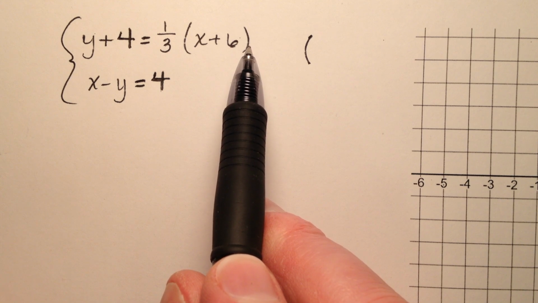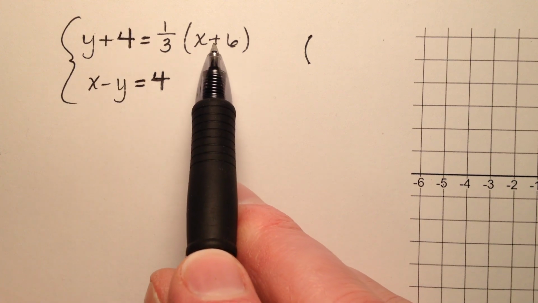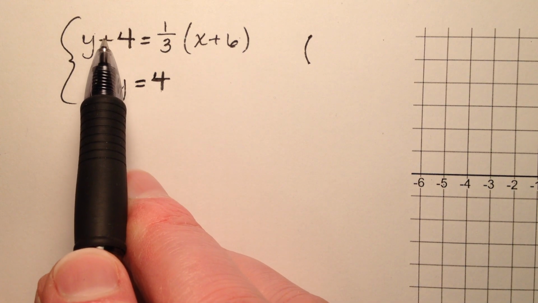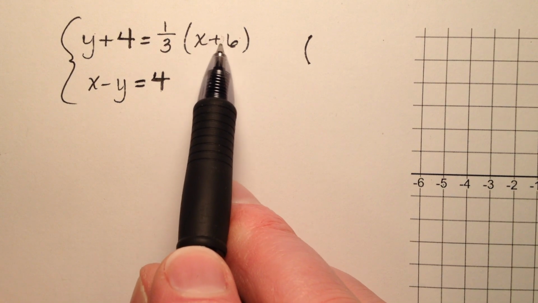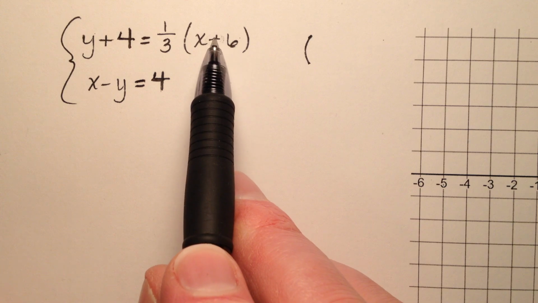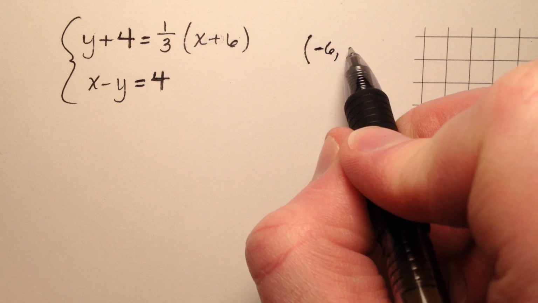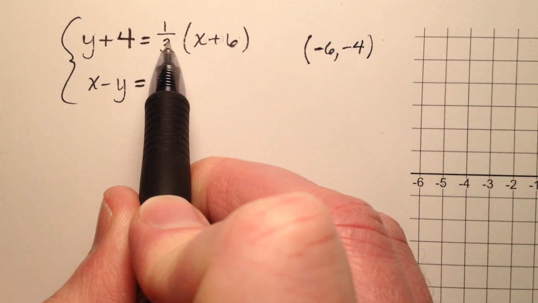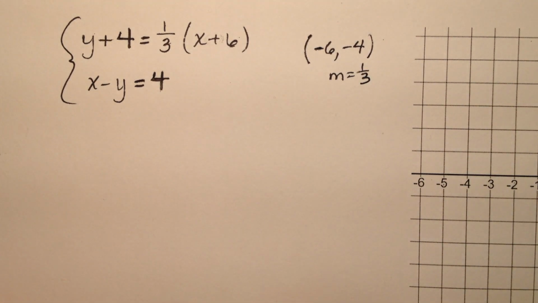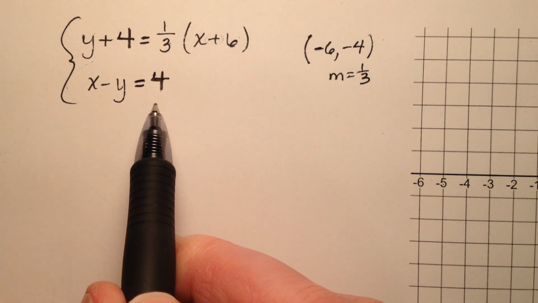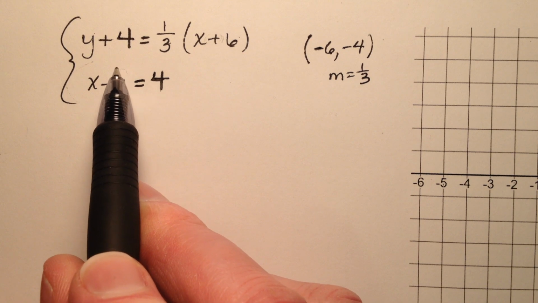So our starting point is going to be an x and a y, so it's -6, -4, because recall from point-slope form, this is a minus in the equation, so we're going to change the sign. So the x value is -6, and the y value is -4, and the slope we're going to use is 1/3.